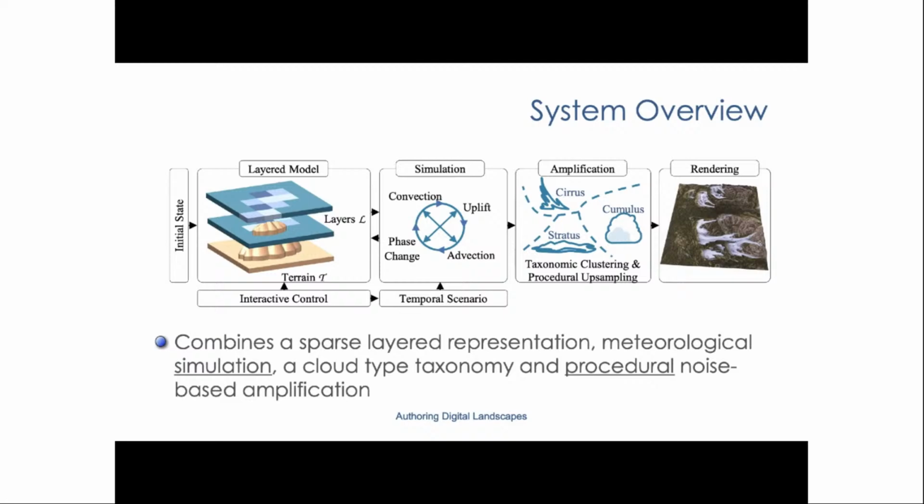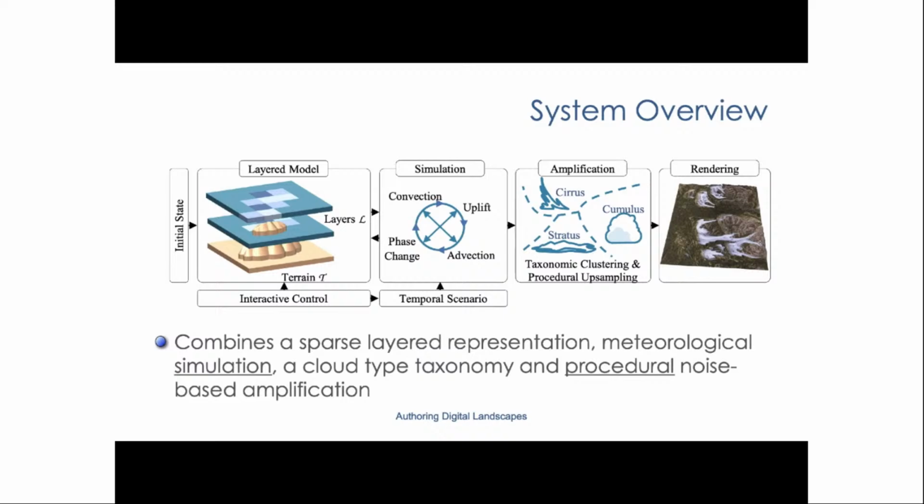So we start off on the left with a layered model. Instead of representing the sky as a dense volumetric evenly sampled space, we instead use layers. So these are regular in the horizontal and irregular in the vertical. And this is possible because the skyscape is often constructed around layers. This is the levels at which the different clouds form. So it's a very natural representation.